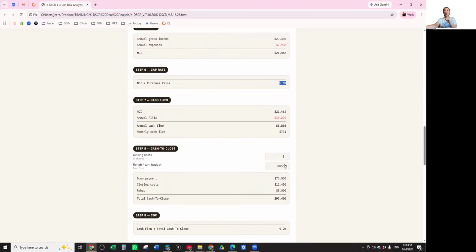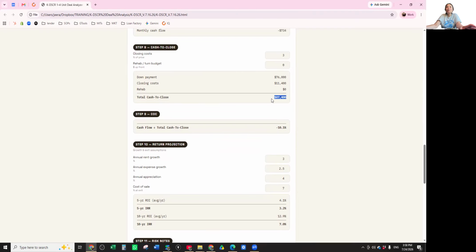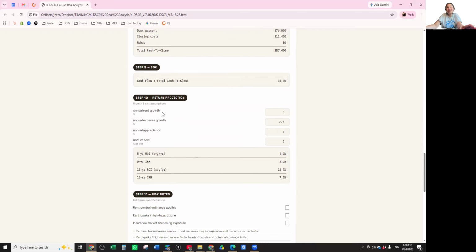So the cash to close. If you're buying, usually the closing costs, the loan and everything, that's roundabout 3% of your buying price. Rehab budget, if you don't need to put anything, let's say this one you don't, you just leave it 0. So you know that now you need to have cash with the down payment, the closing costs and everything, about $87,400. Cash on cash returns based on the cash flow above is actually negative. This is not a very good deal already.